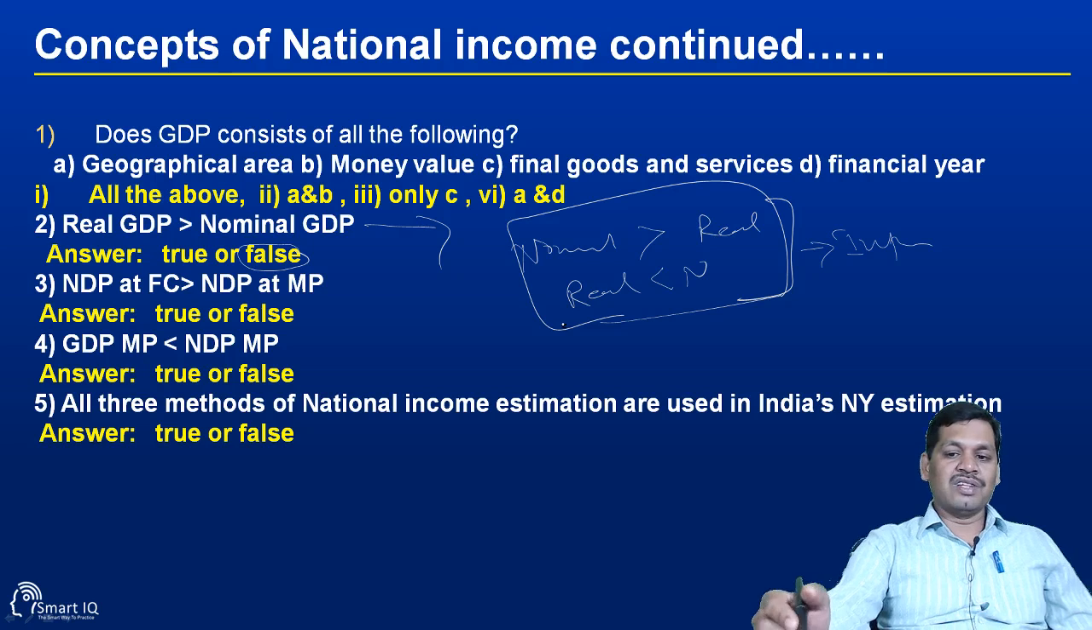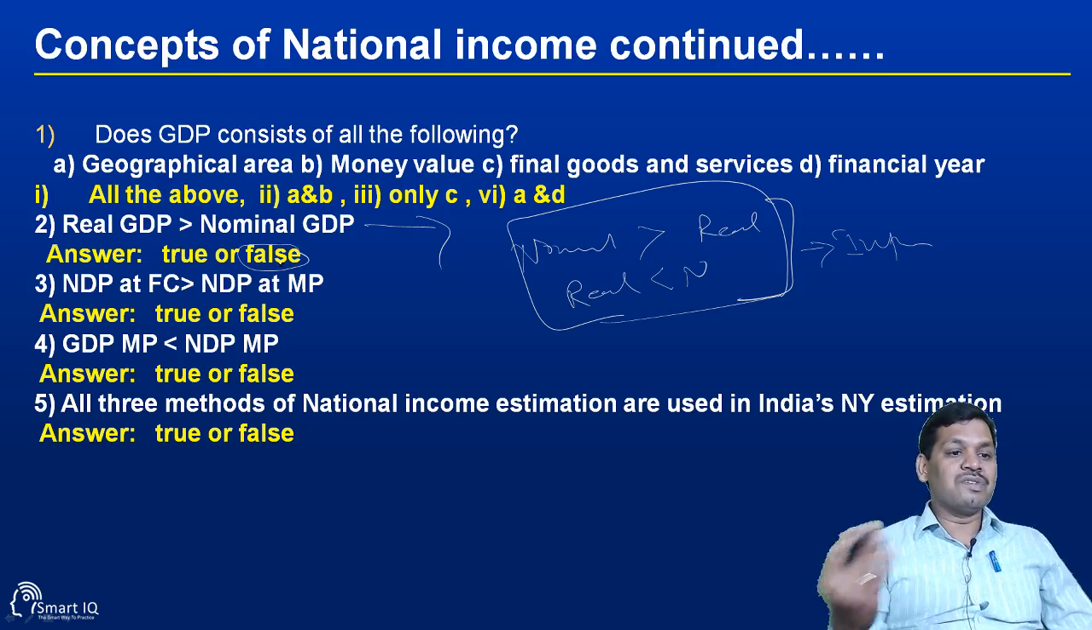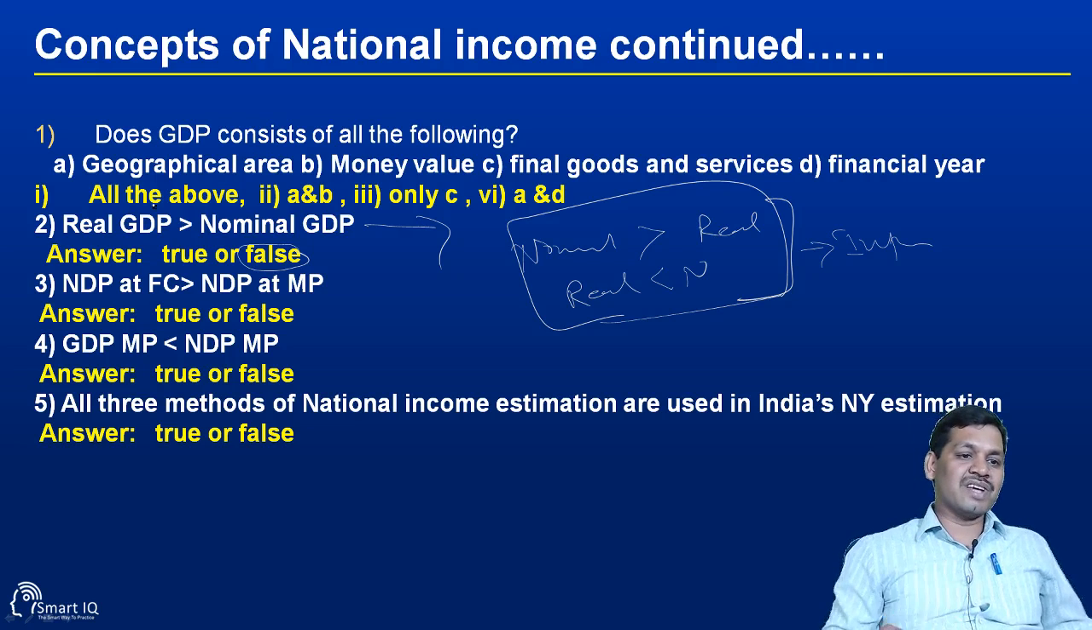And the answer to the second question is false, because real GDP may be the most important, though I'm not asking about its relevance. So in absolute terms, real GDP is lesser than nominal GDP, either GDP or GNP, anything. Real is lesser than nominal because the values in real are at base year prices. Base year prices are normally lesser.